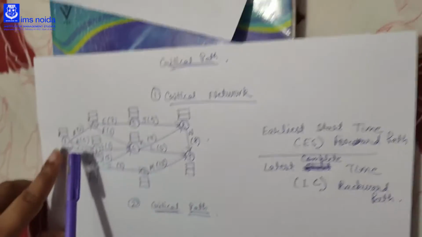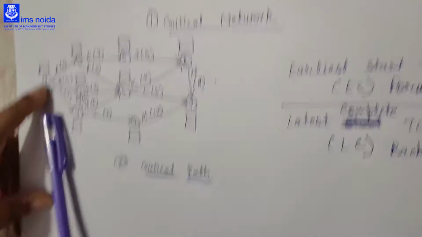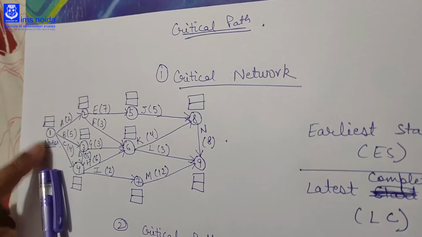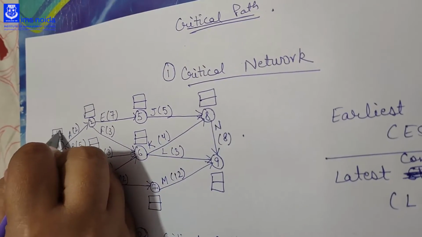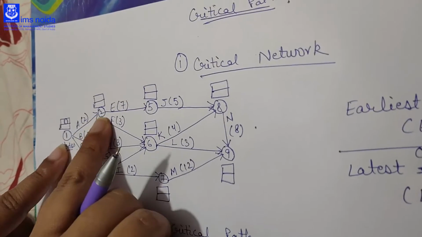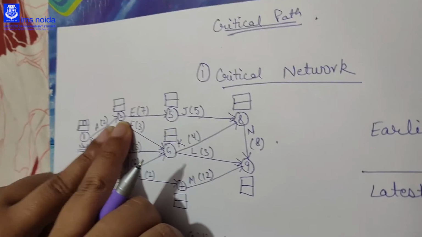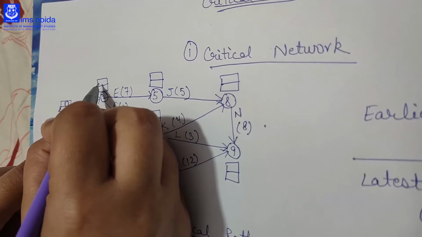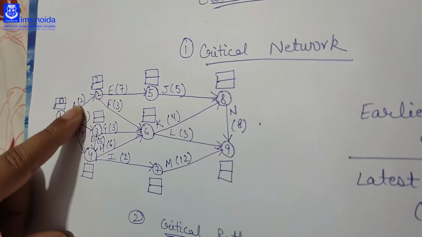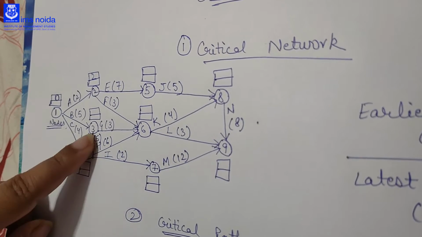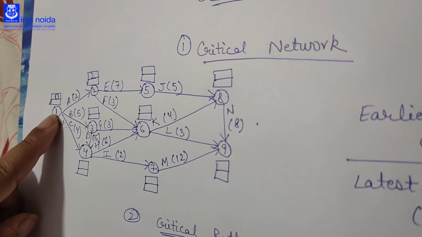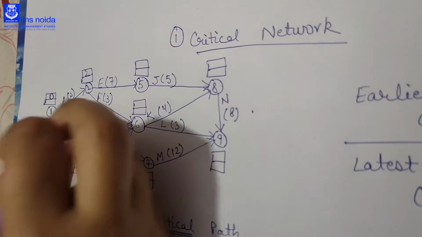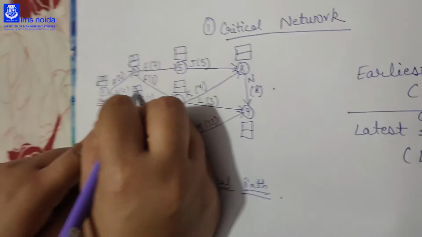We have to start it with the starting node. Starting node is 1. As you can see, at 1 there is no kind of duration required, so our earliest start time will be 0. Then we will move to the second node. Here to move on the second node we require 2 duration. So the earliest start time of the 2 node is 2. In the third node you can see that to move from 1 to 3, we require 5. So the earliest start time of the 3 node is 5.